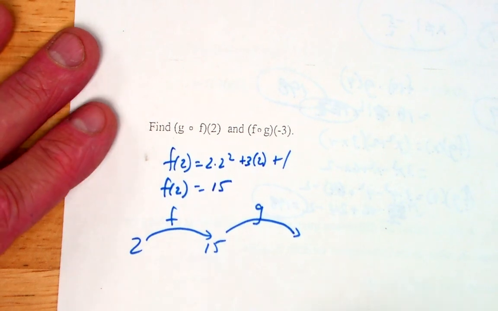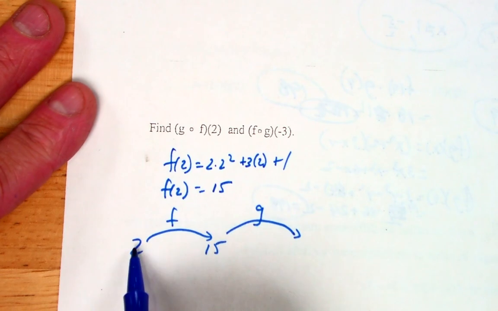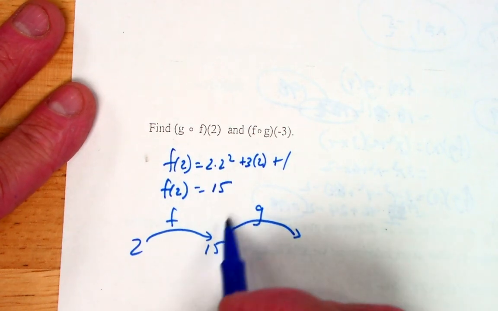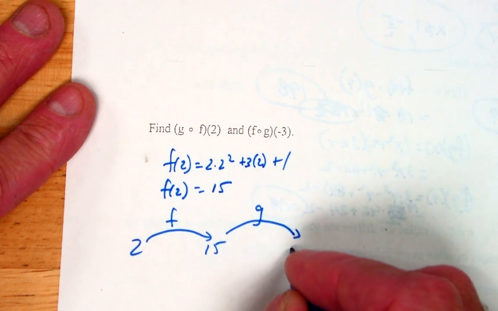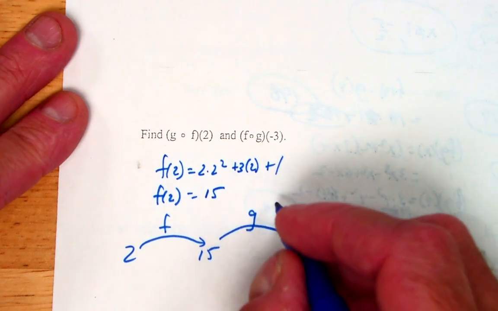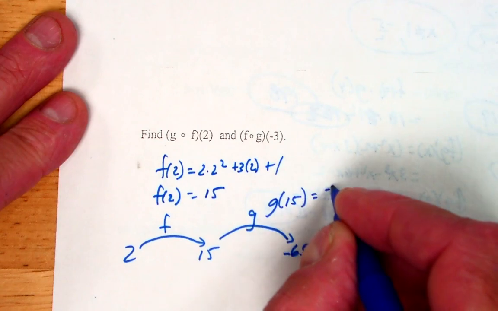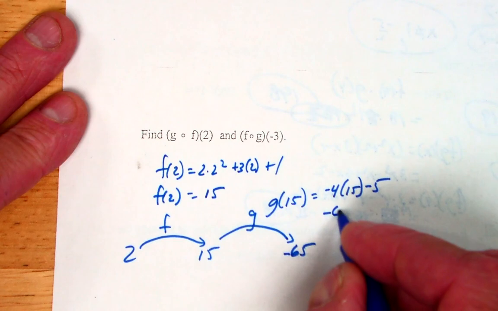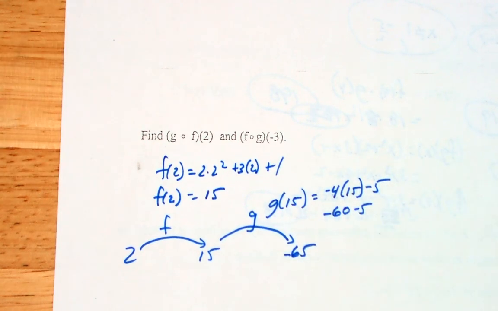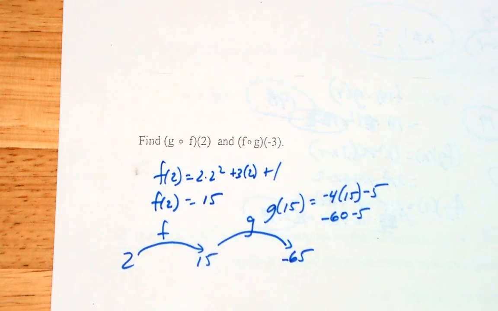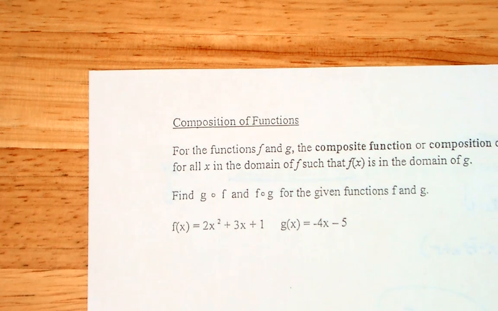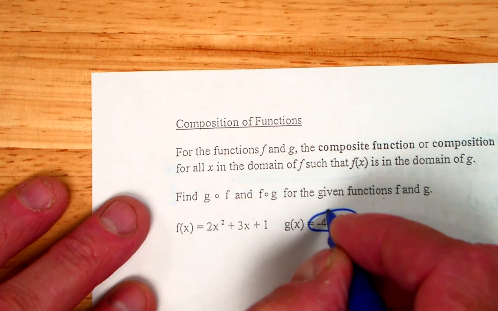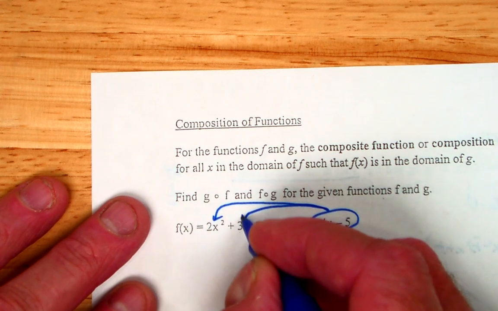For me, the pictures make a lot of sense. I take 2, plug it into f, and it gets me 15. Now I take 15, put it into g, and it gives me negative 65. How do we get negative 65? Because g of 15 equals negative 4 times 15 minus 5, which is negative 60 minus 5, negative 65. But that's kind of the primitive way to do it. Here's what we could do. I'm going to hold off on this until everybody's here, because it will be a great lead-in to what I'm doing on the other problem. But what we would do is take this and put it into function f every place we see an x.